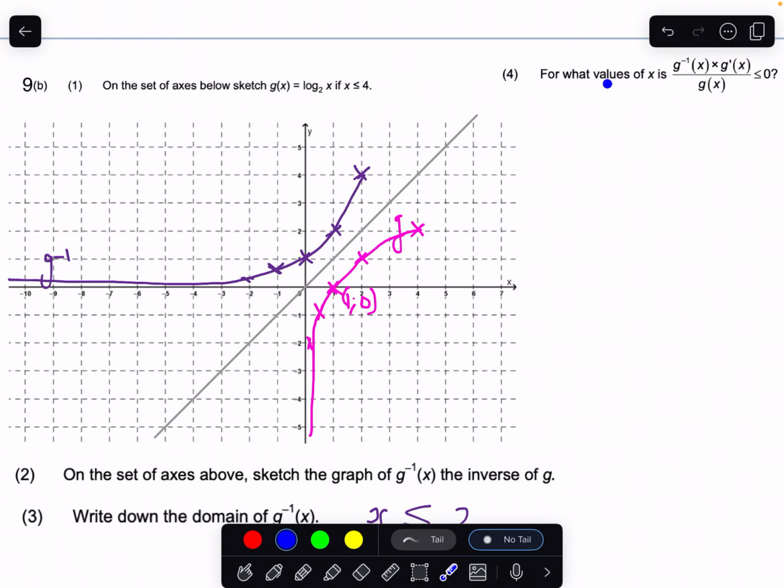So for what values of x is the inverse of g times the first derivative of g, divided by g of x, smaller than or equal to 0?